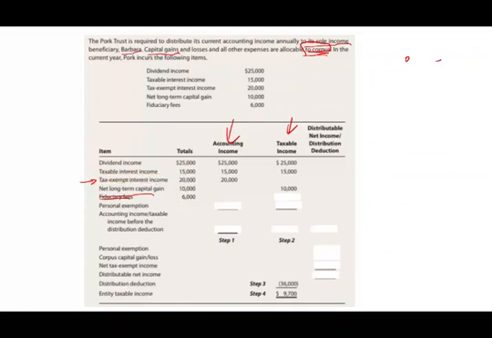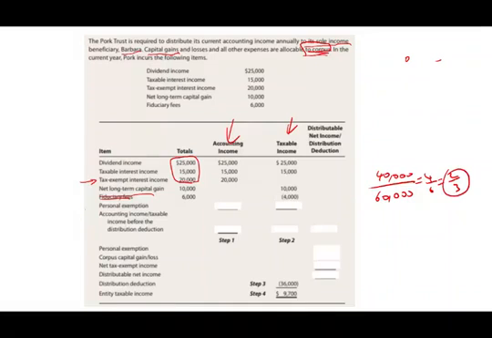Well, guess what? We have income of $60,000, 40 plus 20, 60, of which $40,000 is not tax-exempt. So 4 divided by 6 equals 2/3. So 2/3 of this is actually deductible, which will make it $40,000.